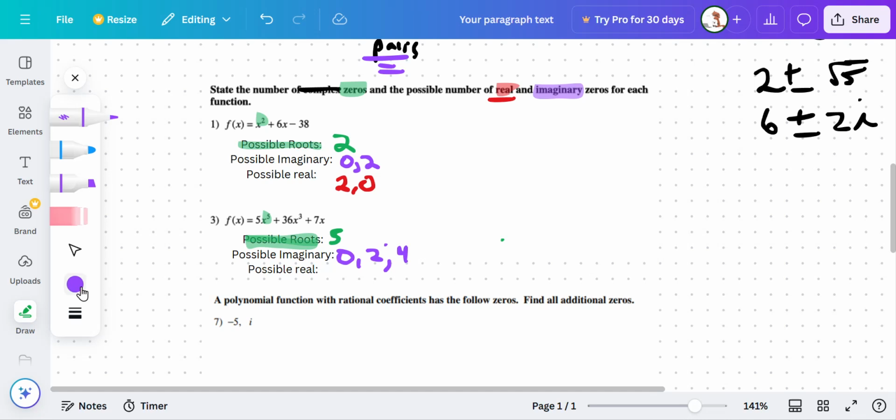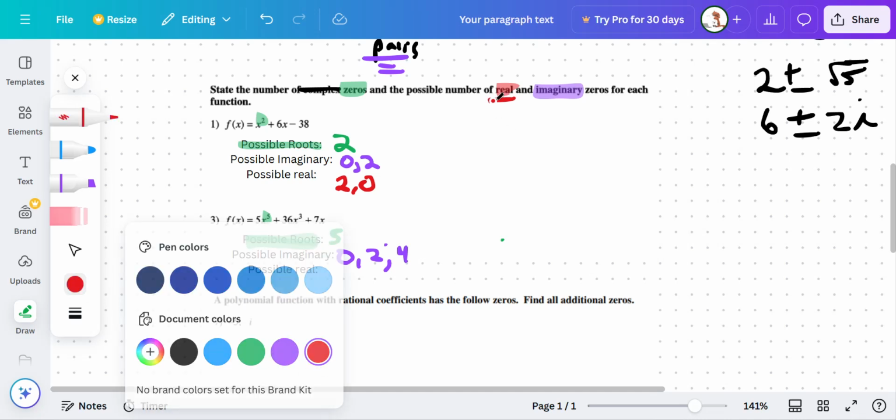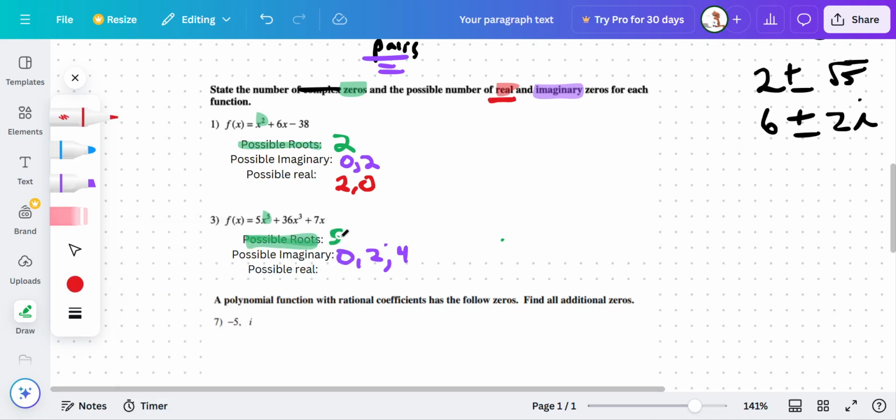So then looking at my real root possibilities, so what's left over, I need 5 roots. If I have 0 imaginary roots, then I need 5 real roots. If I have 2 imaginary roots, that means I have 3 more roots to get my 5. And then if I have 4 imaginary roots, those 2 pairs, then I would have 1 left. So that's what that's going to look like.